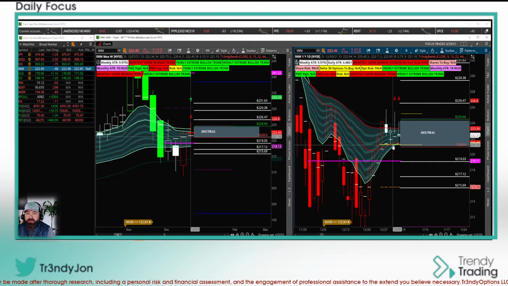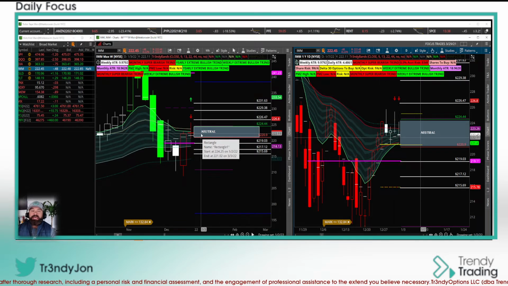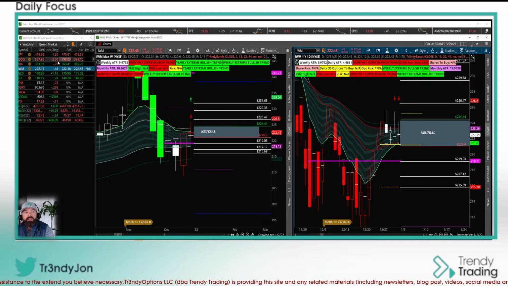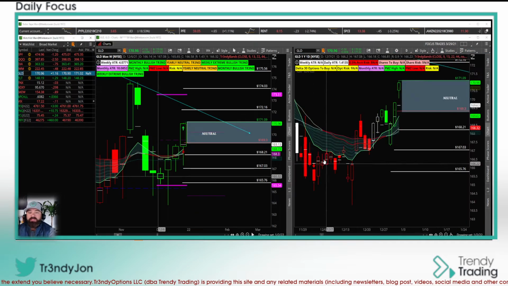It is in the cloud on the weekly and the daily, and anytime price is in the cloud, look for it to be a more difficult trade. Also look to take profits quickly rather than just sitting, because when you're in the cloud, it's really turbulent, and you could see prices drift sideways to down and/or kill premium, especially in options. Let's go ahead and move on to gold. Let's take a look at the gold.